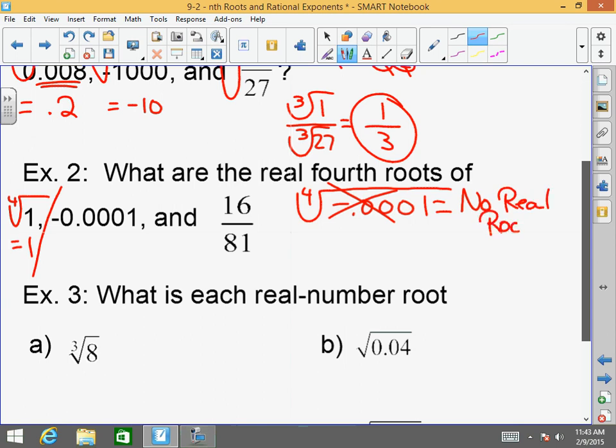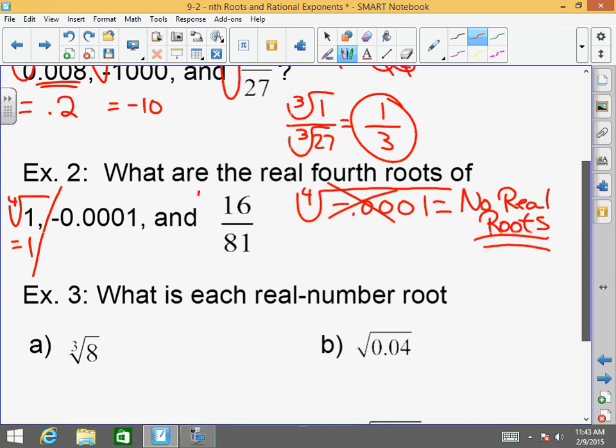Because you cannot have negative radicands inside of even roots. Okay? This is a value, but it's a complex number. It's an imaginary number. It's not a real root.